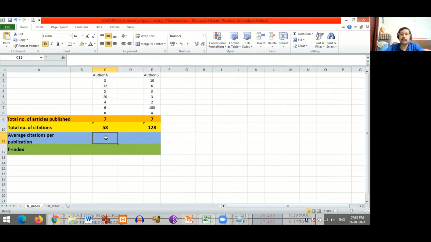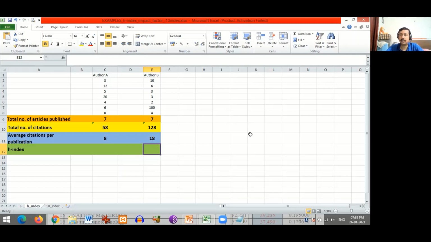So, even if we base the comparison on average citations per publication, that is dividing the total number of citations received by the number of articles published, I get 8 for author A and 18 for author B. Even then, author B seems to be more impactful. But let's have a look at H index, how to find out H index of the author.